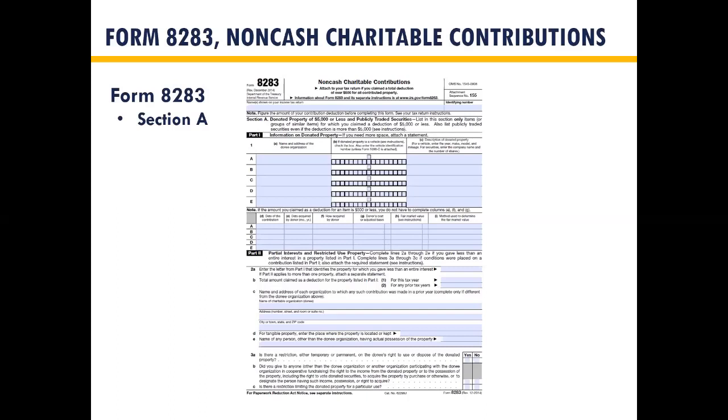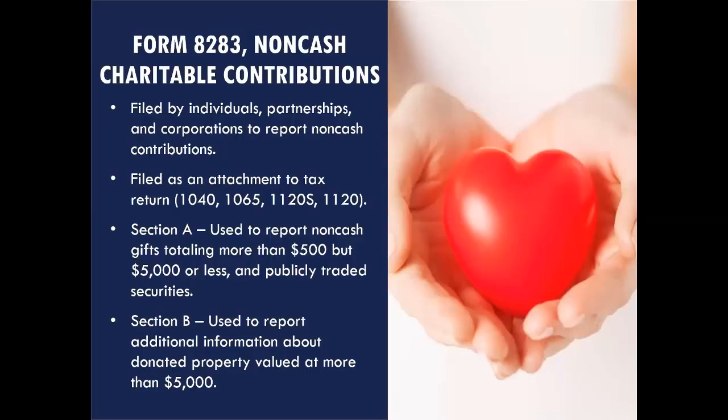So there are elements of the 8283 that the donor needs to complete. They need to be thinking about that depending on their gift, and if it's even over $500, what parts of that they need to be completing. But charitable organizations, so here's the 8283, it is filed by individuals, partnerships, and corporations to report non-cash contributions. There's a variety of returns that it needs to be attached to.